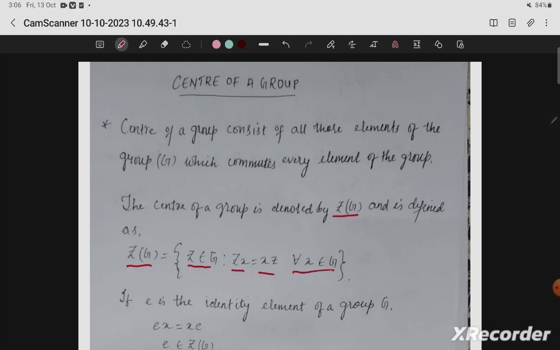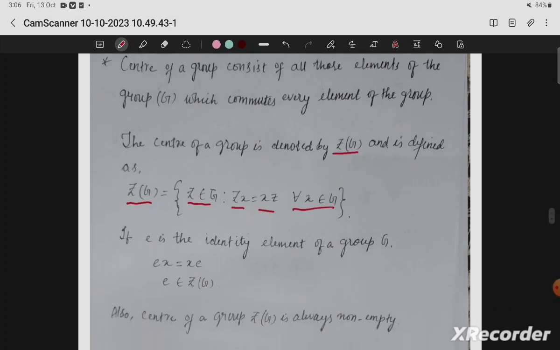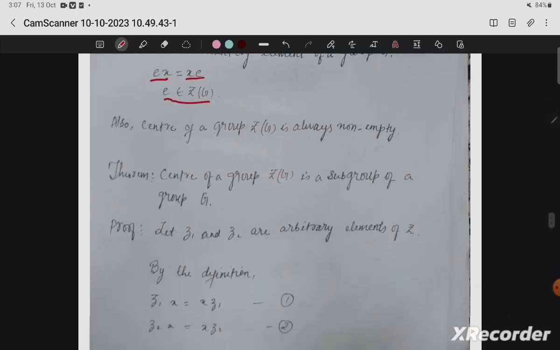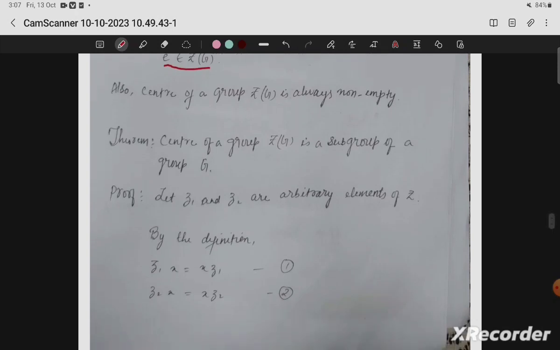If e is the identity element of the group, then ex equal to xe. Here e belongs to the center of a group. Now let us prove that the center of a group is a subgroup of a group. To prove this, let us see the condition for a subgroup.